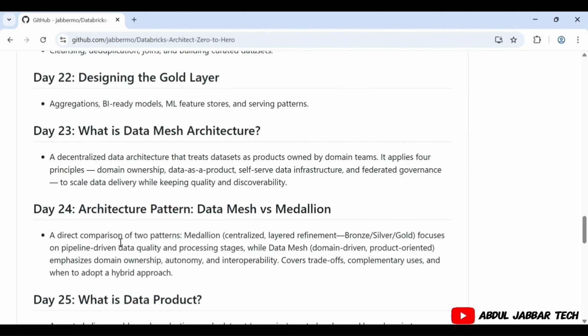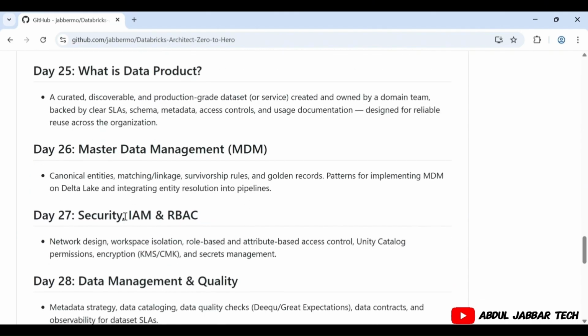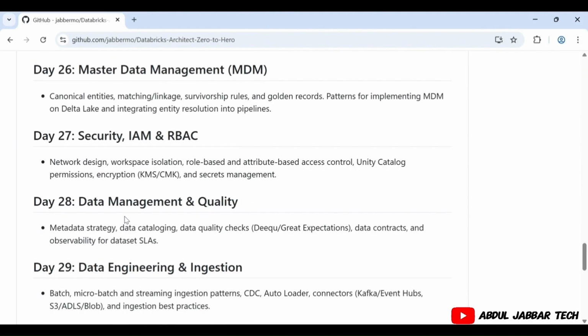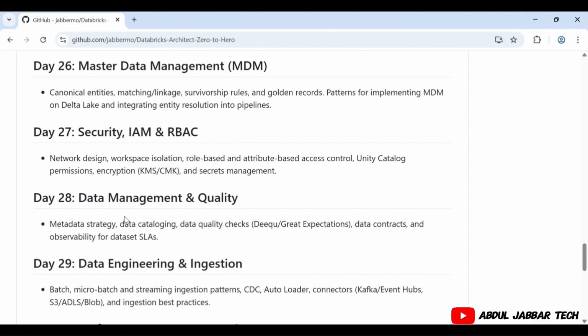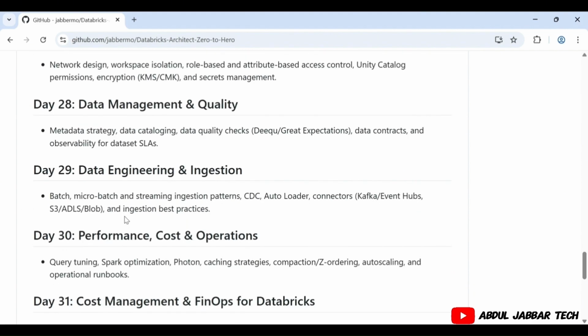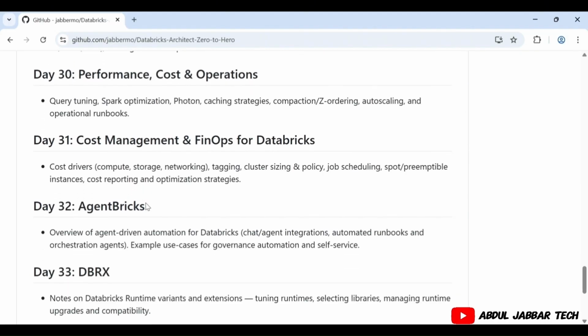which architecture pattern should you be using, when, what is the problem each pattern solves. And day 25 we'll look at data products, and day 26 master data management. Day 27 will be security, IAM and ABAC. Day 28 data management and quality, and on day 29 we'll have a look at data engineering. And the other 2 days we'll look at the performance and cost factors within Databricks.